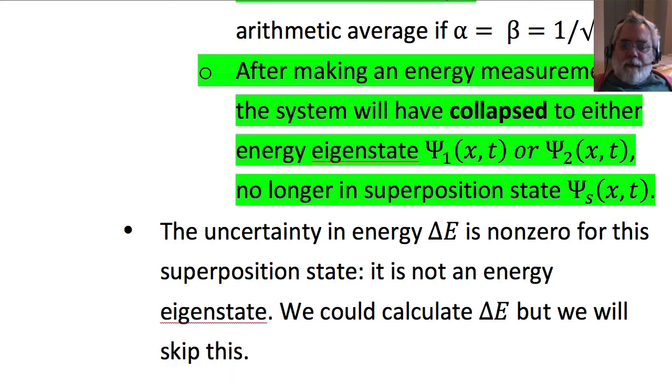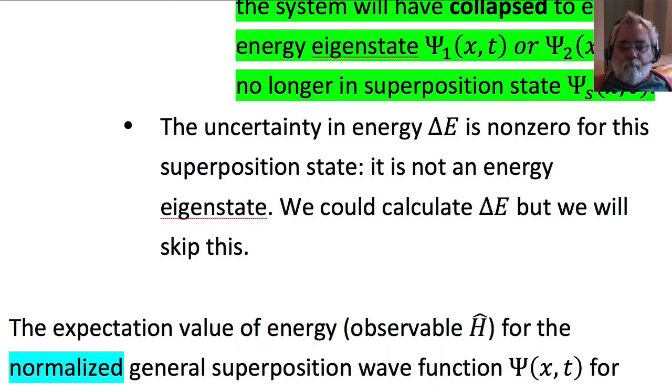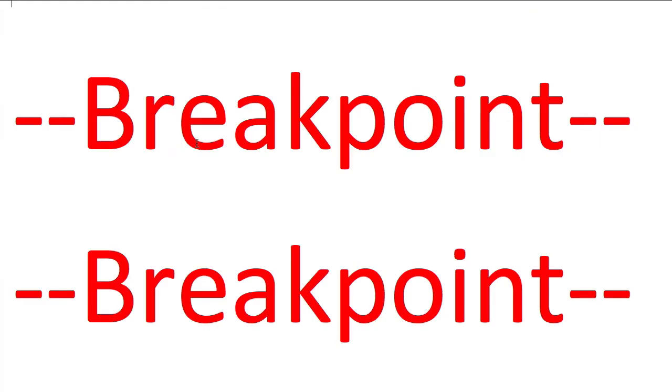Now, the uncertainty in energy delta E is non-zero for the superposition state. It's not an energy eigenstate. We could calculate delta E, but we're not going to do that. This is a possible time to take a break.